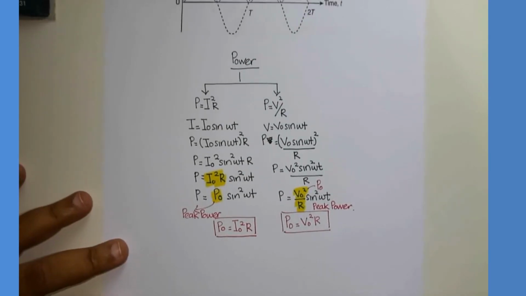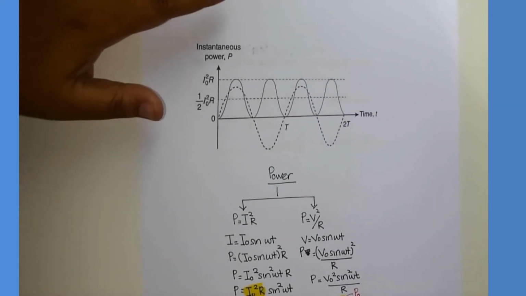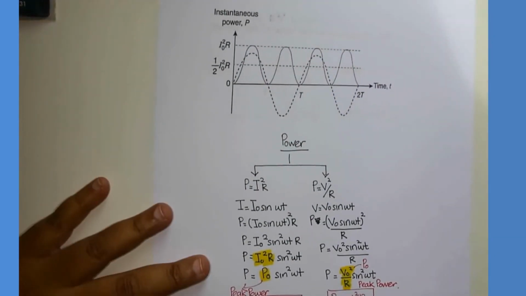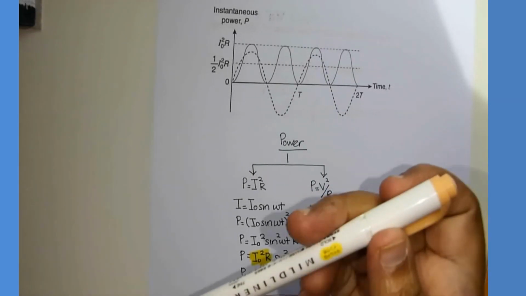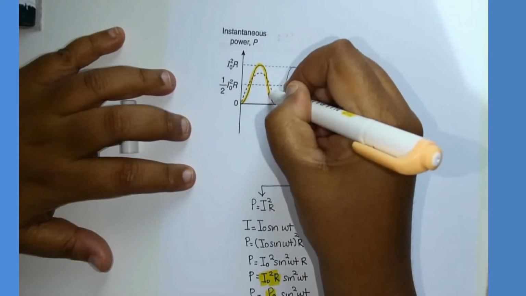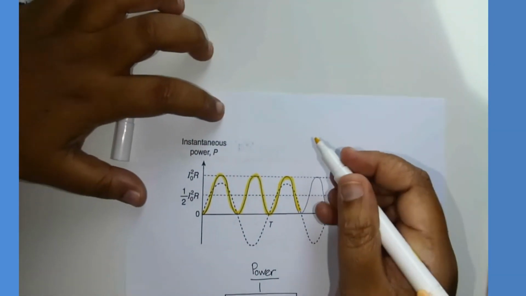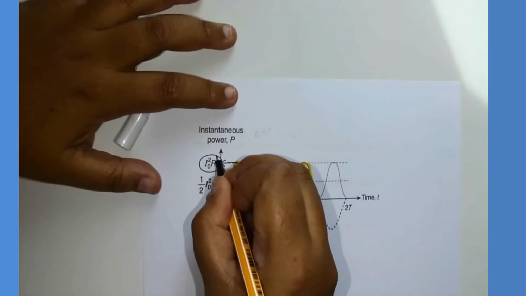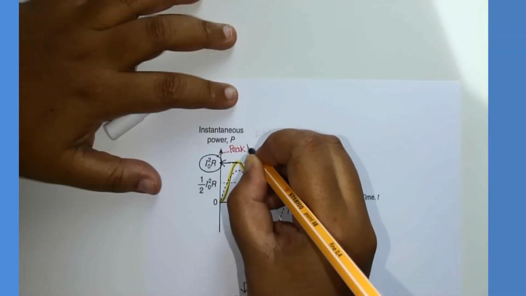Okay, so now we know the first thing is the peak power. If I draw the graph, you will realize this is the line which I'm going to focus on. This is the line for the graph of power, like this, where this is the peak power.